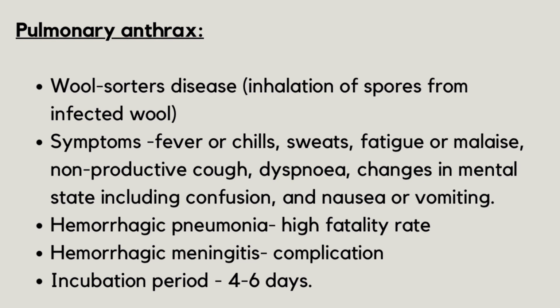Pulmonary anthrax. So we know that the word pulmonary refers to anything related to the lungs or the respiratory system, right? So pulmonary anthrax is also called wool sorter's disease because it was common in workers in wool factories due to inhalation of spores from the infected wool. Symptoms include fever or chills, sweat, fatigue or malaise, non-productive cough, dyspnea, which means shortness of breath, changes in mental state including confusion, and nausea or vomiting.